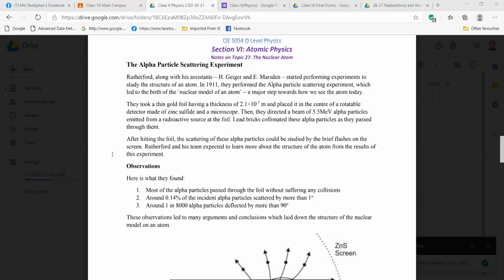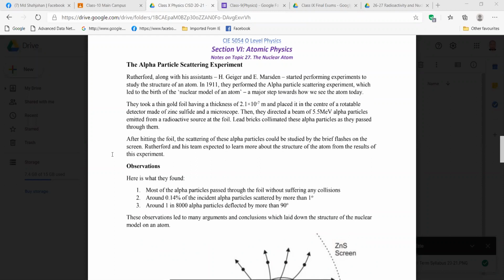Here, these three observations, you please focus here. The first observation is that the alpha particles are passing through the foil. They are going without any interruption, right? Going straight. This is the first finding.